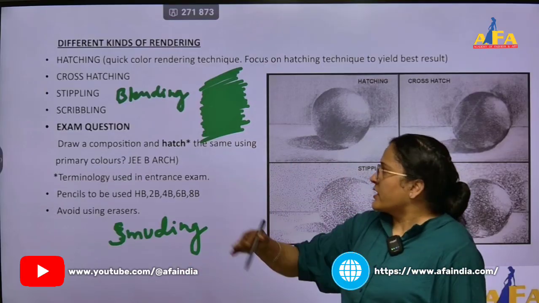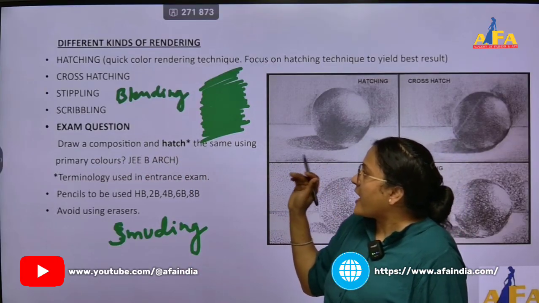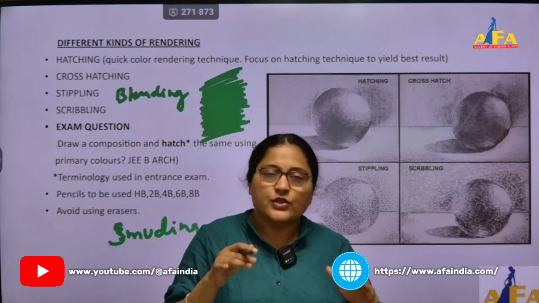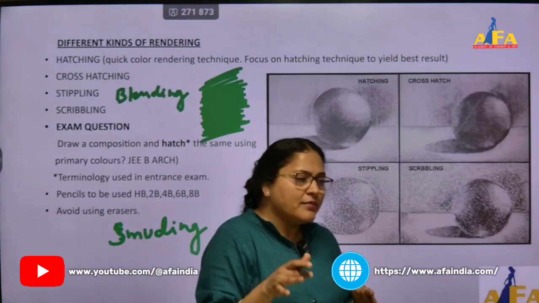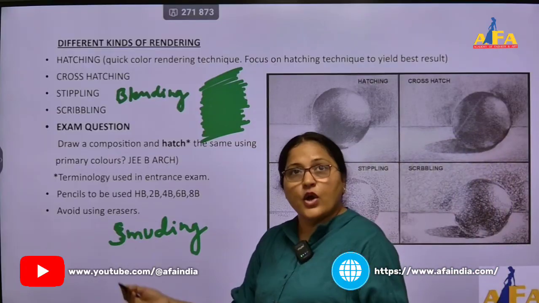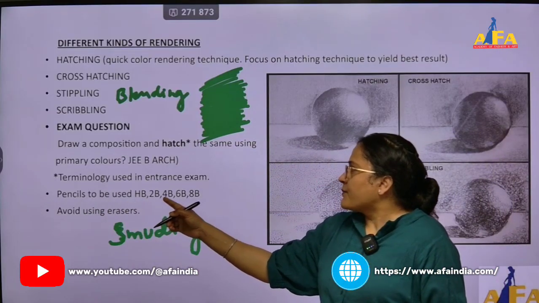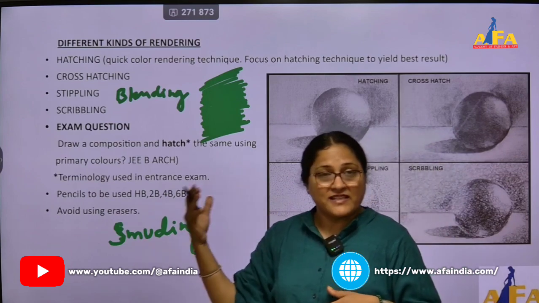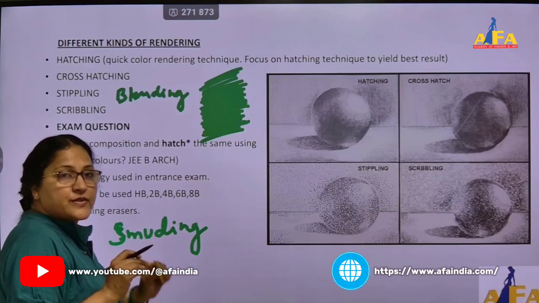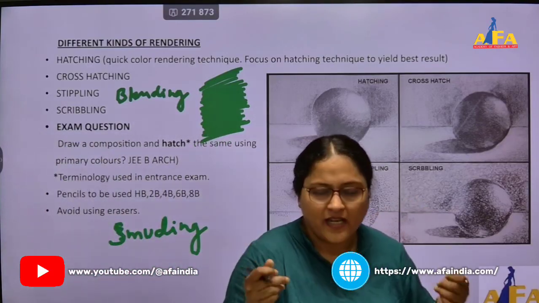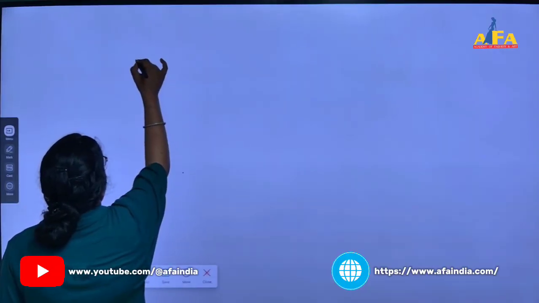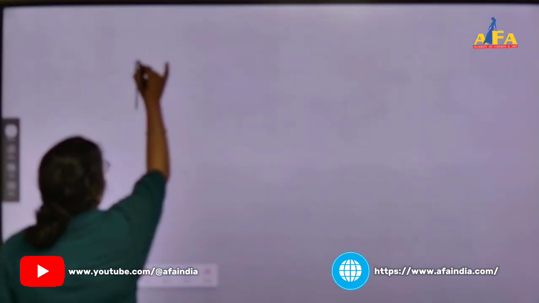Just to share a question, once it was asked in one of the entrance examinations to draw your composition and hatch it with primary colors. I'm sharing this to tell you that sometimes in the examination they also check whether you know different terminologies or not. Also, you can use HB, 2B, 4B, 6B grade pencils for learning this. Rest, you can use any other kind of pencils. Avoid using erasers, because to attain some skill we have to keep ourselves a little far away from erasers. Now let's learn a small technique of how to do it.